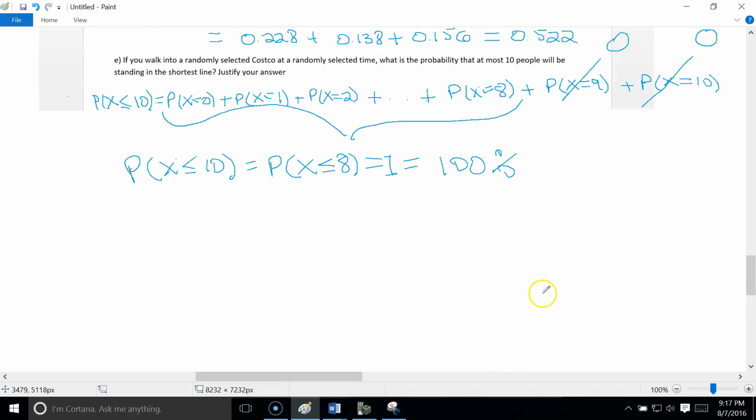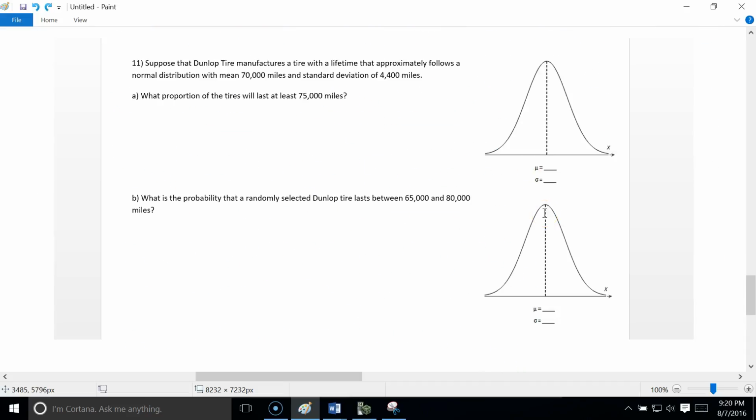Okay, moving on. Suppose that the Dunlop tire manufactures a tire with a lifetime that approximately follows a normal distribution with a mean of 70,000 miles and a standard deviation of 4,400 miles. So let's look at our distribution. What proportion of tires will last at least 75,000 miles? First of all, let's label this. It's a normal distribution. It's not standard normal though. And it's got a mean of 70,000 miles and a standard deviation of 4,400 miles.